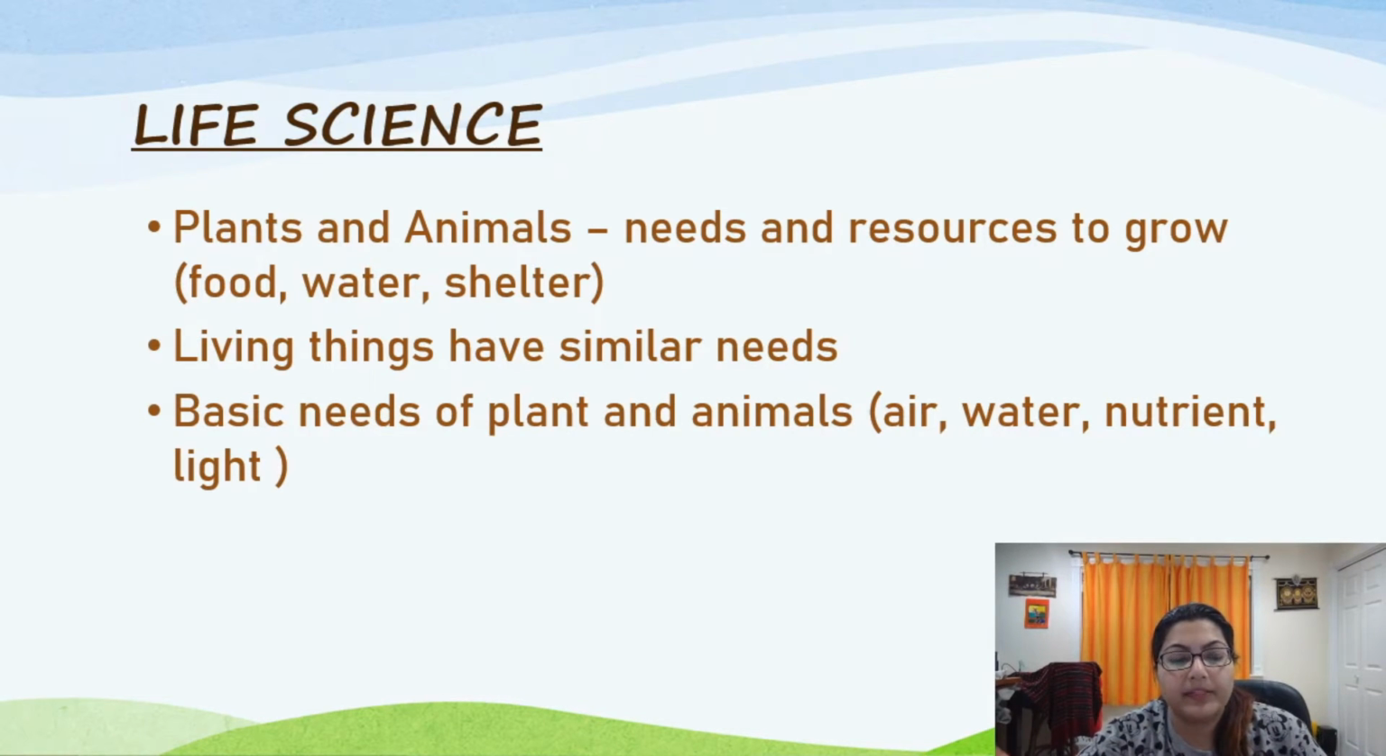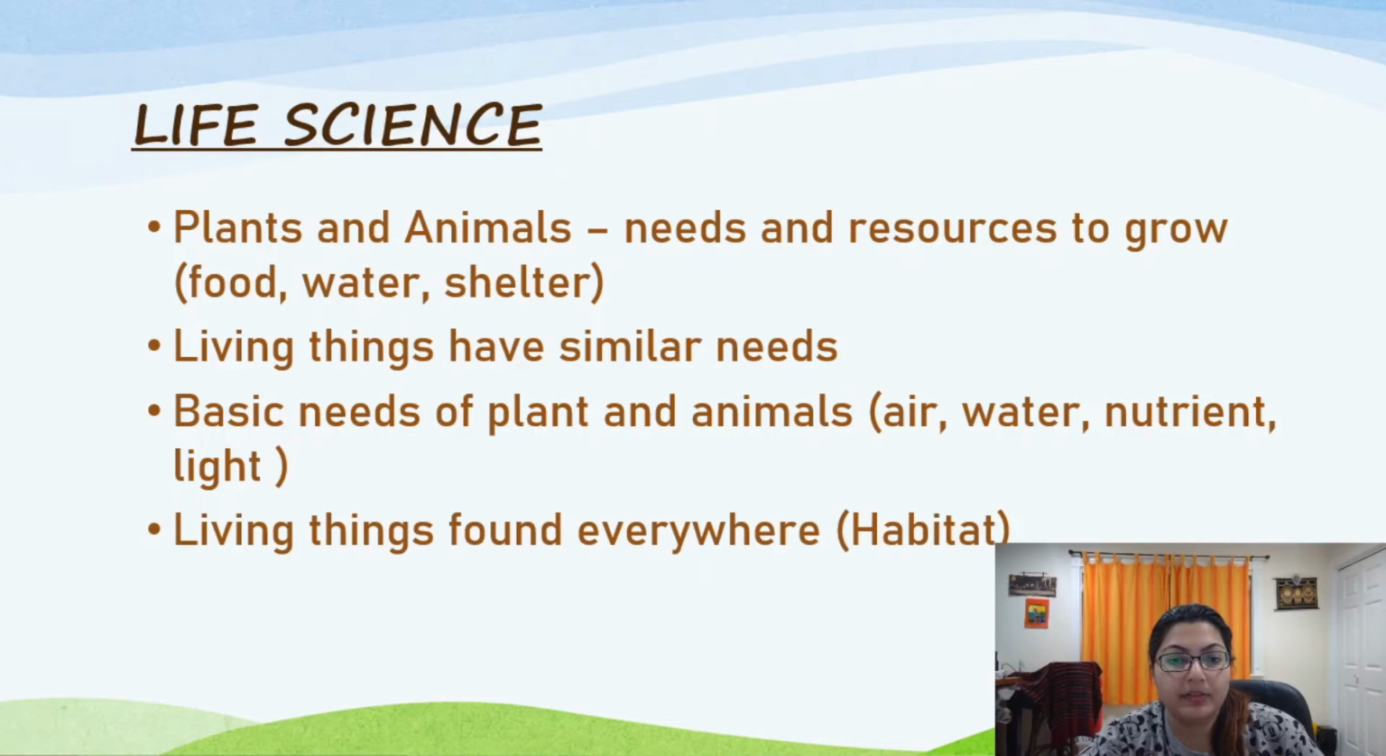Then the basic needs of plants and animals: air, water, nutrients, and light, and what actually happens if they are deprived of all these things. To get all these things, they keep migrating or changing habitat, and there are adaptations of different animals.